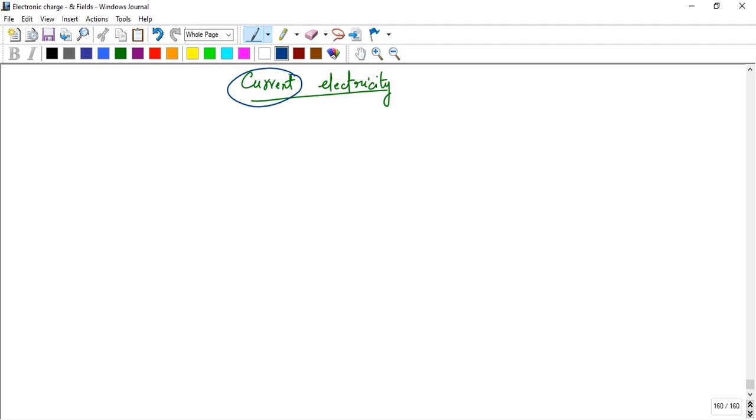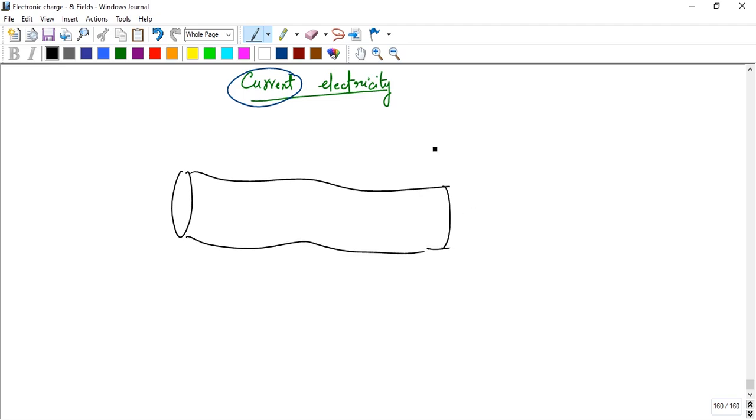So here the name suggests current electricity. So what is a current? Current is like there is a conductor, or another name is wire, made of metal. And why metal? Because metal is a good conductor of electricity. That's why we choose metallic wire.